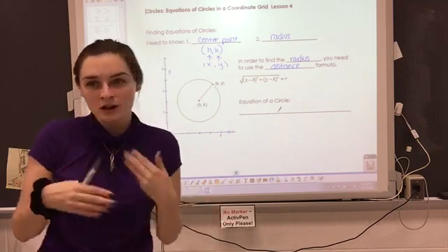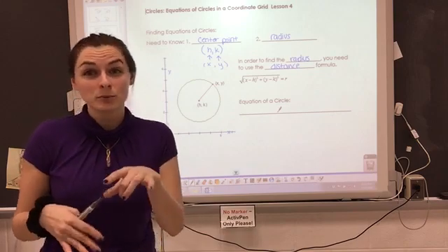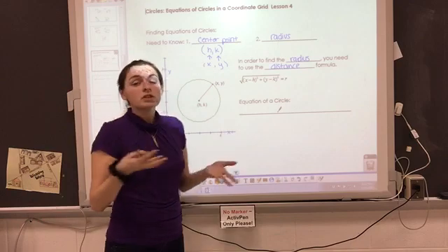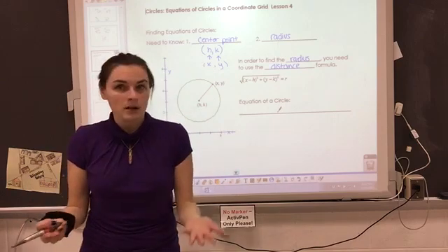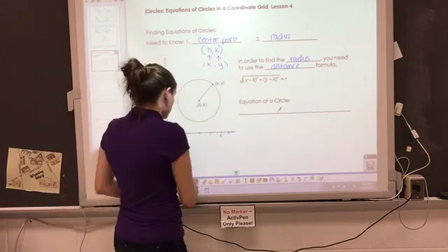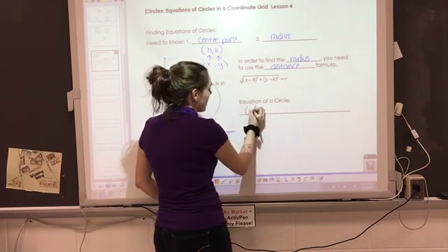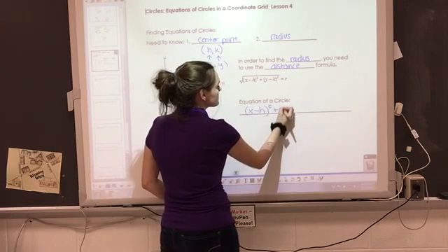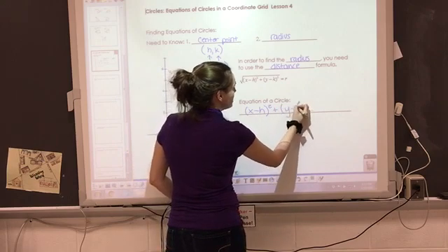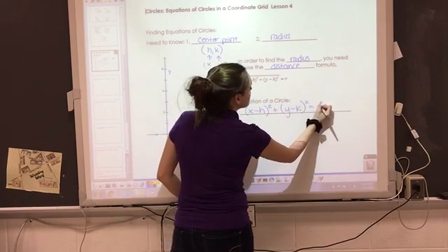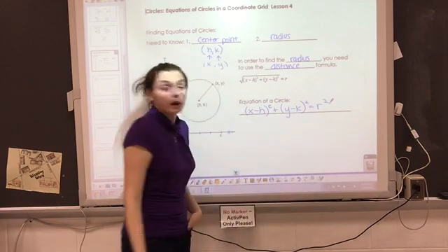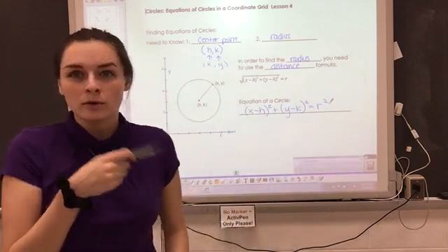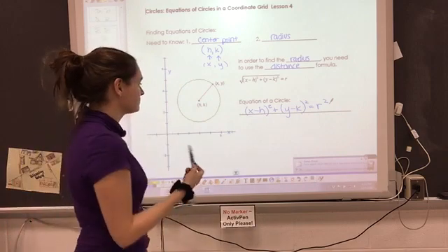So hopefully this helps you out a little bit when it comes to using your formula sheet for your SOL, okay? So, your equation of a circle, the general formula, I'm just talking about the general formula, is going to be x minus h squared plus y minus k squared is equal to the radius squared, okay? So that's going to be the formula that we use whenever we're writing our circles, okay?